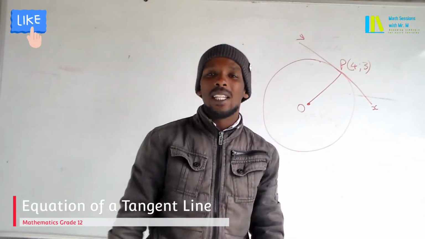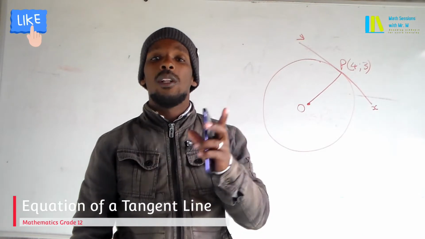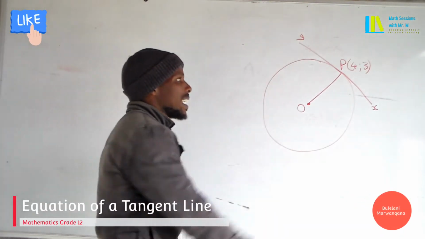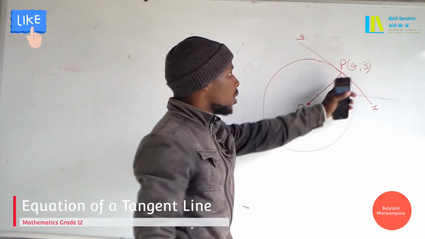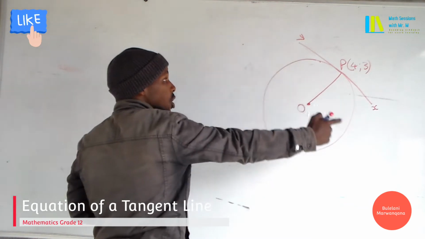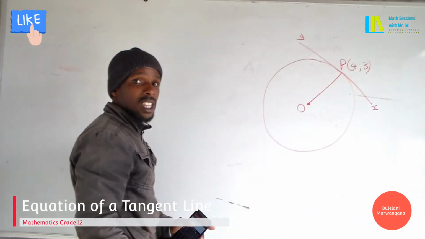Today we are dealing with grade 12 and we are going to touch on the equation of the tangent to a circle. So we have a circle, a tangent which is XY with the point P, and the center O. We are looking for the equation of that line which is a tangent right there.